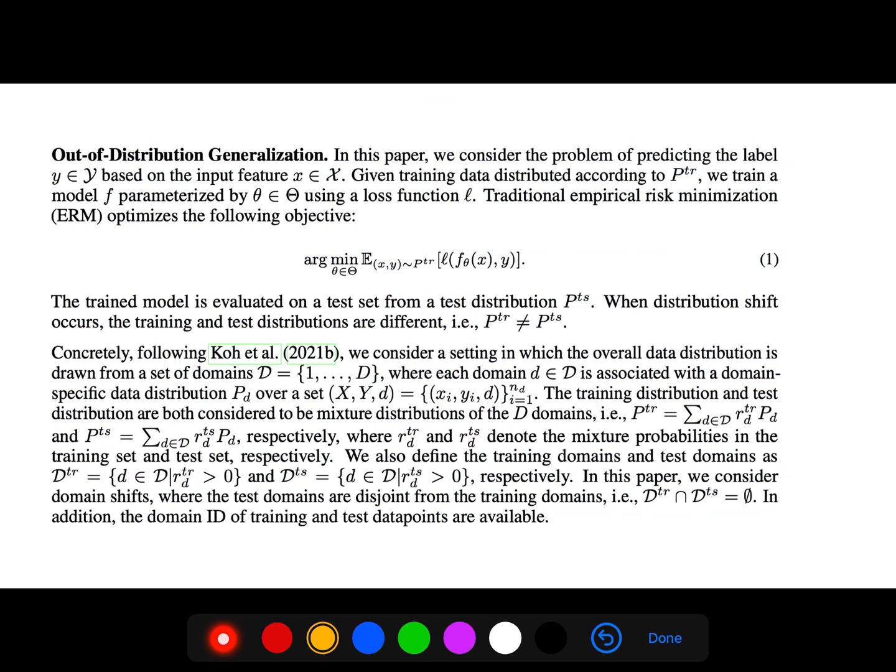So in this paper, they consider the problem of predicting the label based on input feature. Given training data distributed according to P, we train a model F. We train this F parameterized by this theta using this loss function. Traditional empirical risk minimization is like this. The trained model is evaluated on a test set from a test distribution, but when distribution shift occurs, the training and test distributions are different.